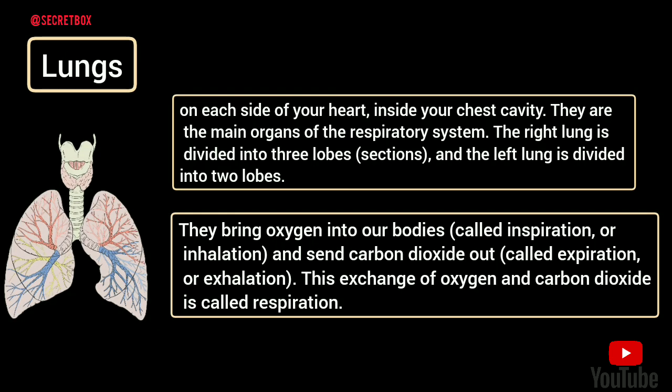Lungs. They are on each side of your heart, inside your chest cavity. They are the main organs of the respiratory system. The right lung is divided into 3 lobes, or sections, and the left lung is divided into 2 lobes.